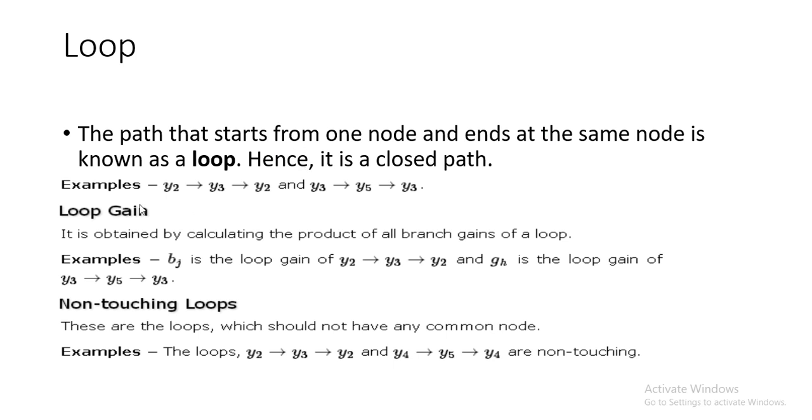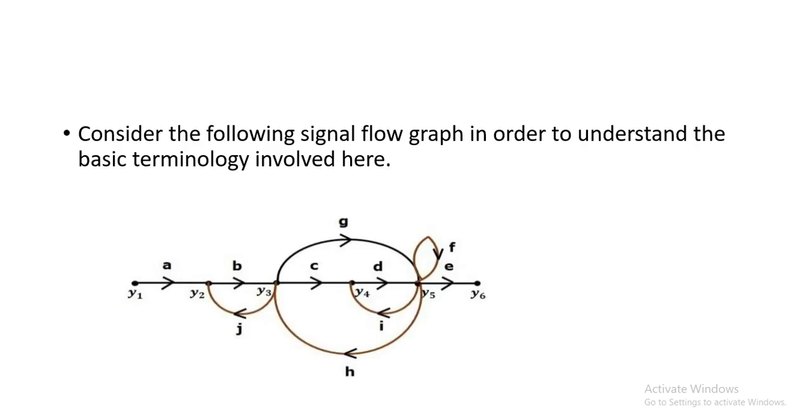So in this example, y2, y3, y2 is a loop, and y3, y5, y3 is another loop. See here, y2, the arrow is in this right direction, then y3, and then coming from y3 back towards y2. So here we are getting a perfect path, and that path starts from this node and ends at the same node. So that's why I can say that this is my loop, that is y2, y3 and back to y2.